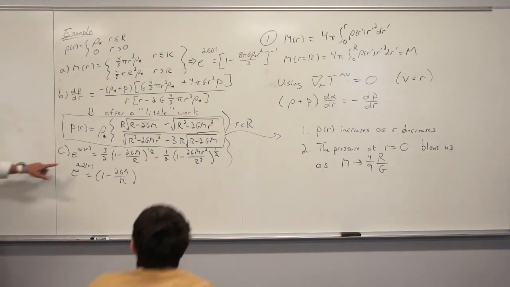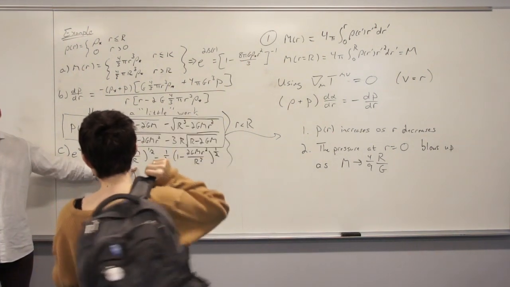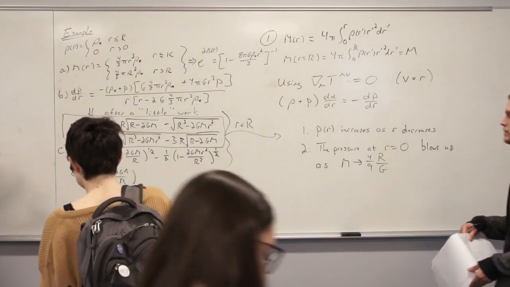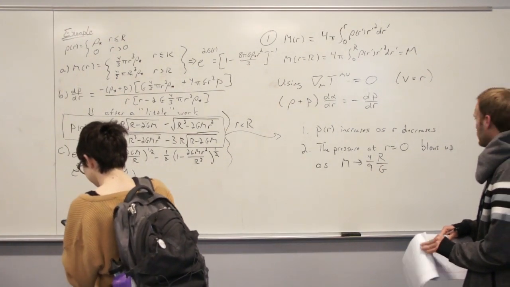It's e to the 2 alpha because I erased the 1/2 there. There was a 1/2, and then I put the 2 and erased the 1/2.